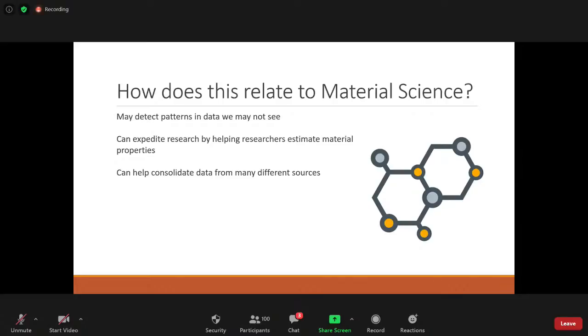So now we've gone over a lot of machine learning topics generally. So how does this relate to material science? In material science, machine learning may help detect patterns in data that people may not as easily be able to see. It may also be able to expedite research by helping researchers eliminate or estimate material properties. It can also help consolidate data from many different sources.